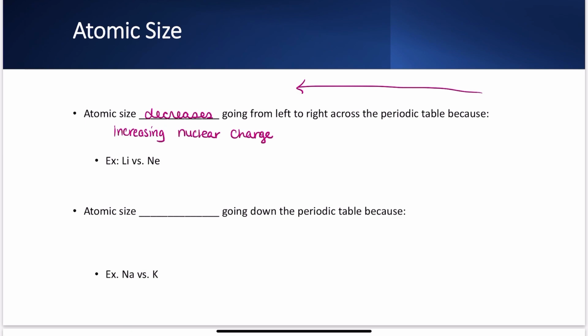So let's look at lithium versus neon. Lithium, electron configuration, 1s2, 2s1. The Z here is 3. Remember, Z is your nuclear charge, and it's equal to the number of protons you have in your nucleus, or the number of protons that the atom has. Neon, on the other hand, 1s2, 2s2, 2p6, and Z is equal to 10.